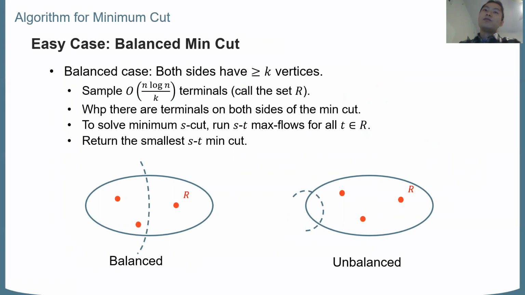So in this case, we just sample log n over k terminals. Then with high probability, there are terminals on both sides of the min cut. So if we run st max flow from S to all terminals t and return the smallest one, then we can find the min cut, because there is one terminal on the other side, so the min cut will be found by the st cut over the t's min cut.